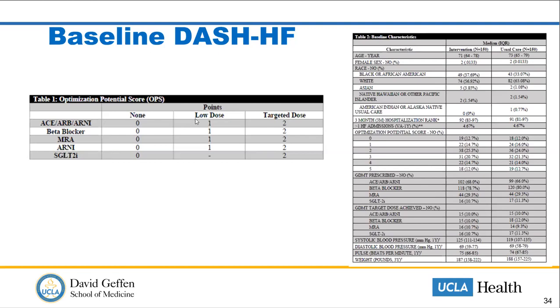And then this is the framework we came up with for how we score GDMT across all measures. So if you're not getting any medication, it's 0 points. If you're at least getting a medication, you get 1 point for ACE/ARB/ARNI, beta blocker, MRA, or ARNI. Since there's no titration of SGLT2s, you get 2 points for getting an SGLT2. And then you get 2 points if you get a target dose of ACE/ARB/ARNI, beta blocker, MRA, et cetera.